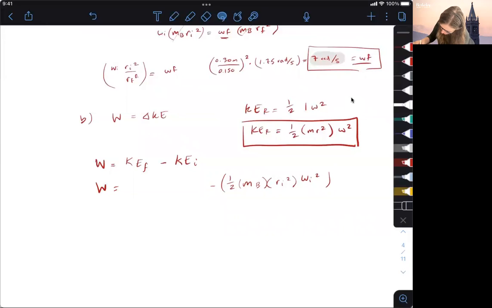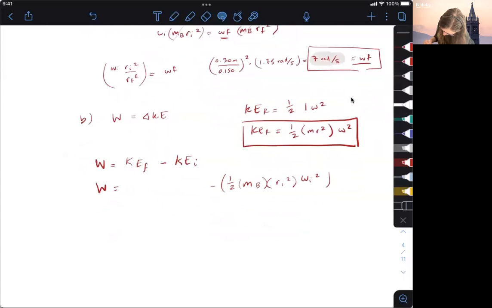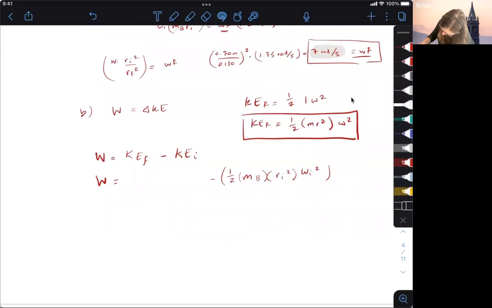Okay. So let's see where I'm at the end. Where I'm at the end would be this: 1/2 mb, and then we have rf squared times wf.